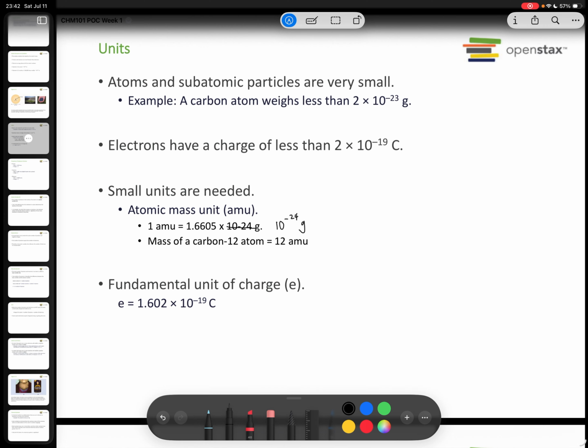Okay? A carbon atom or a carbon-12 atom has a mass of exactly 12 AMU. Okay, for charge, we use the fundamental unit of charge, E. Ito yun, E. Equal to yung sinabi ni Millikan, 1.602 times 10 to the negative 19 coulombs.